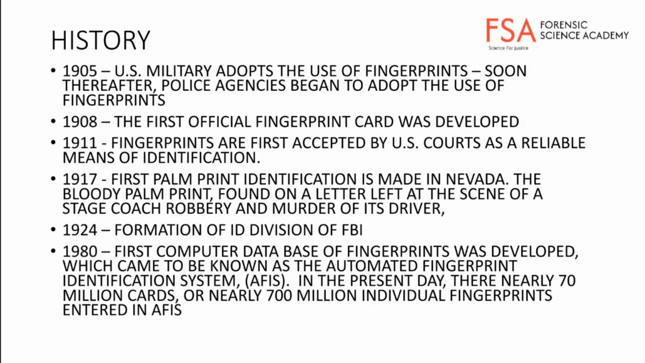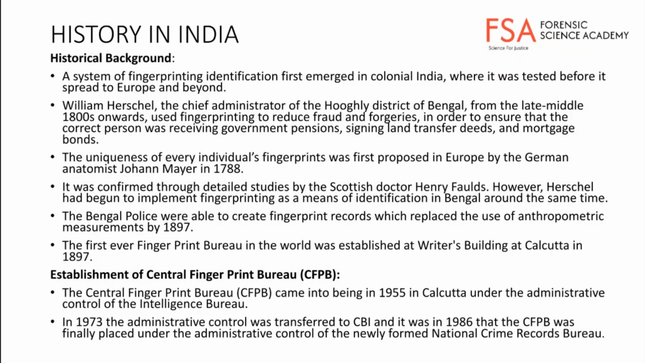We all know what AFIS is. That is the Automated Fingerprint Identification System. It is the advanced system of identifying fingerprints by comparing them with sample patterns. In the present day, there are nearly 70 million cards or 700 million individual fingerprints entered in the AFIS record. We have discussed the history of fingerprints throughout the world. Now, coming to our nation, that is India, let's discuss it too.